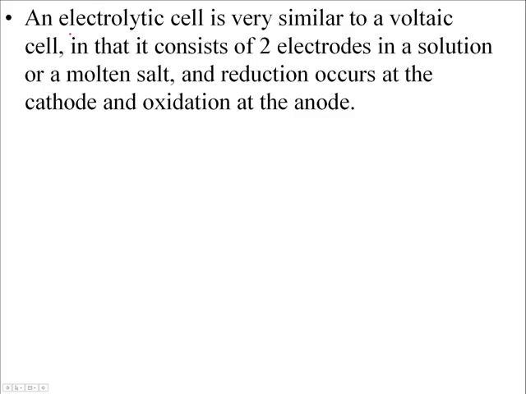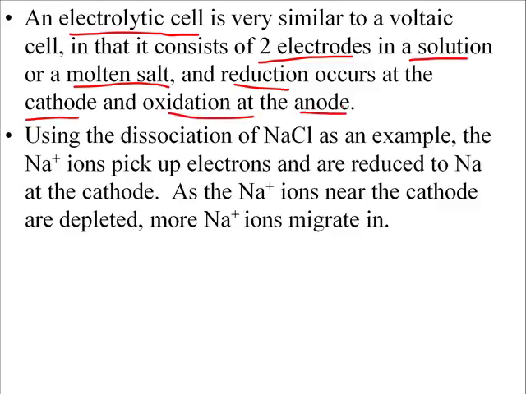Now an electrolytic cell is very similar to a voltaic cell. Obviously, the main difference being that it's not spontaneous, that it uses electricity. But it does use two electrodes. It does use a solution or a melted salt. Reduction still occurs at the cathode. Oxidation still occurs at the anode.